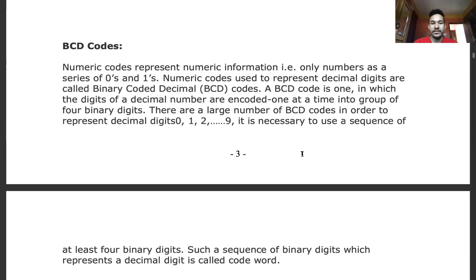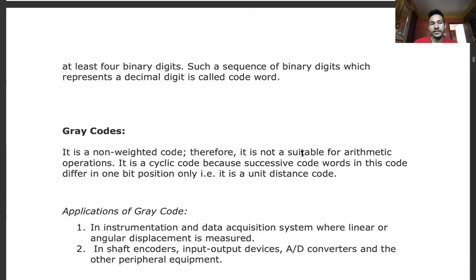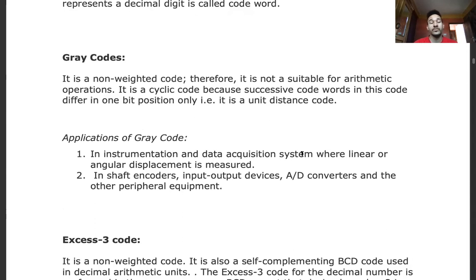Each has its own binary code, and it's necessary to use a sequence of at least 4 binary bits. Such a sequence of binary digits which represents a decimal digit is called a code word. Now what we are unfamiliar with are gray codes and excess-3 codes. So let's start with the gray codes. This is a non-weighted code, not suitable for arithmetic operations, so it's not so applicable in our theoretical physics.